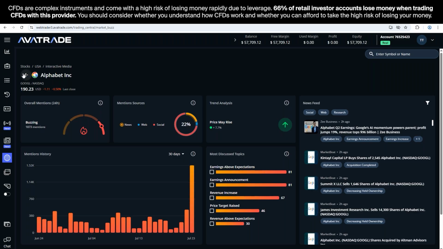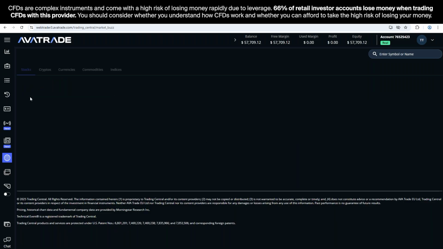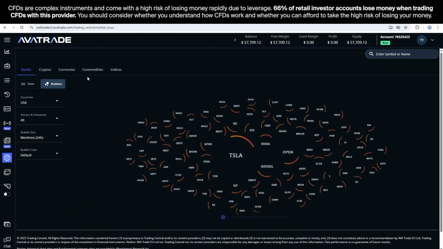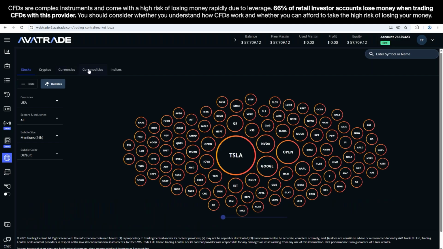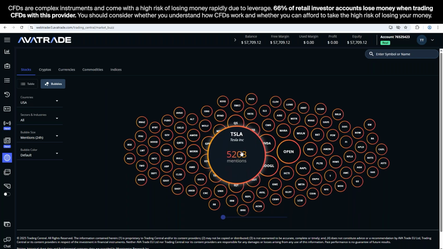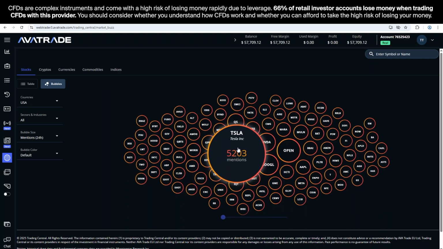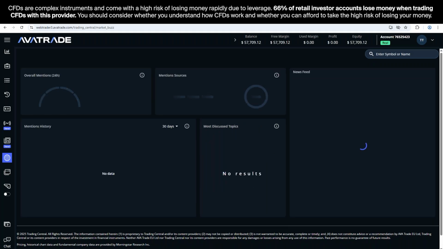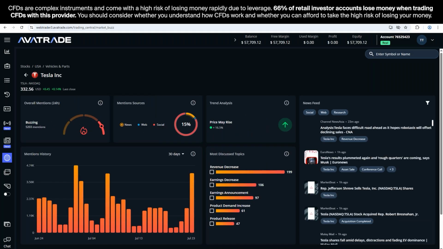Okay. Now, you can look at any instrument with this tool, with the market buzz. You can switch to currencies, commodities, indices, etc. Why is Tesla trending so much? It's interesting. We can take a look at Tesla. In fact, their earnings came in and exceeded expectations as well. And you see the predicted price here is a 16.5% rise, even more so than Google's predicted price rise.